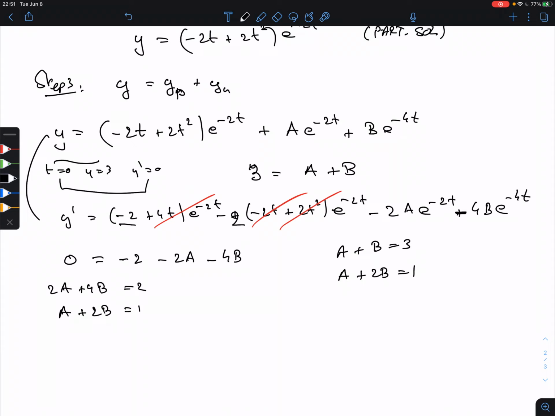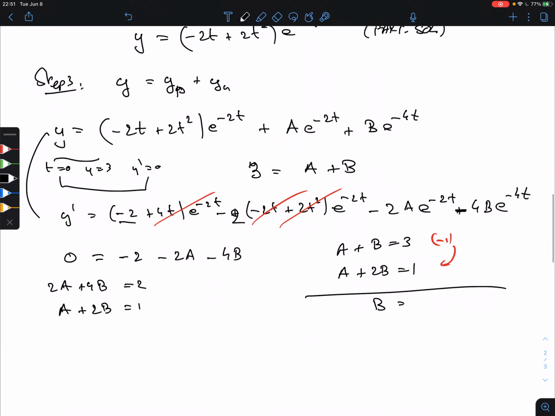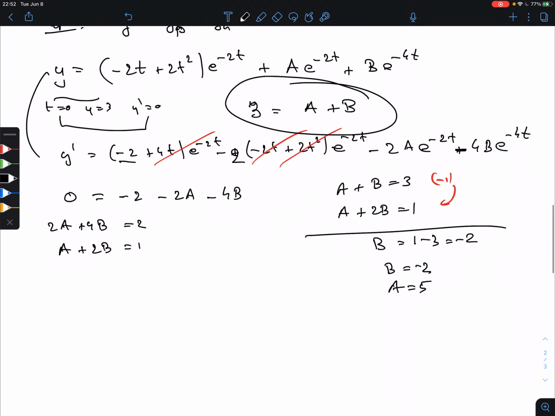So we can do a couple of things. Let's say I'm going to do this times minus 1 and add it to this one. Then the a's cancel, and I get b, and that is 1 minus 3, that's negative 2. So I see that b is negative 2, and if b is negative 2, then a is 5 from this equation. Bring the minus 2 to the other side, and you get 5.